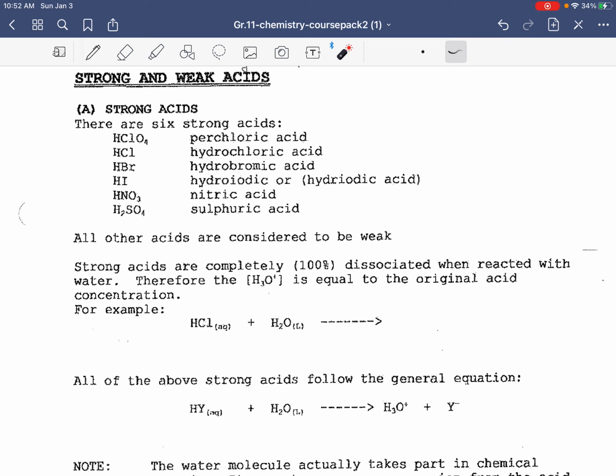So what do we have here? Perchloric acid, hydrochloric acid, hydrobromic acid, hydroiodic acid, nitric acid, and oh my goodness, sulfuric acid. This guy is dangerous, man. They're all monoprotic. Sulfuric acid is the only diprotic. We mentioned what they mean last time, so if you don't remember, just maybe go back and take a look. But these are all strong acids.